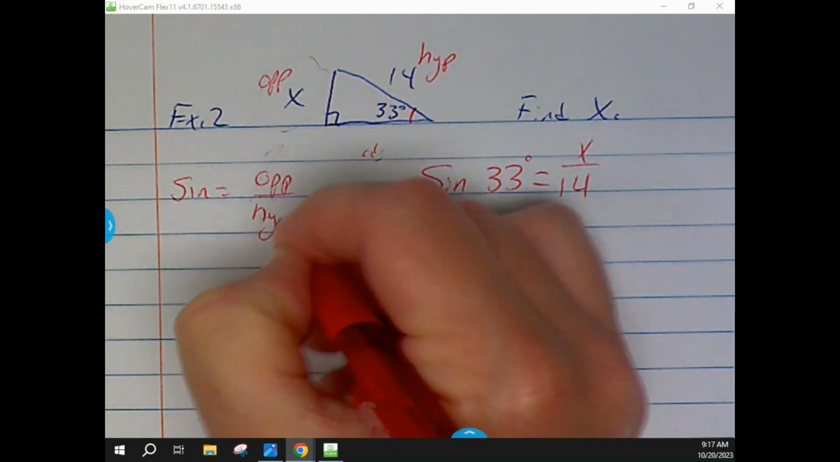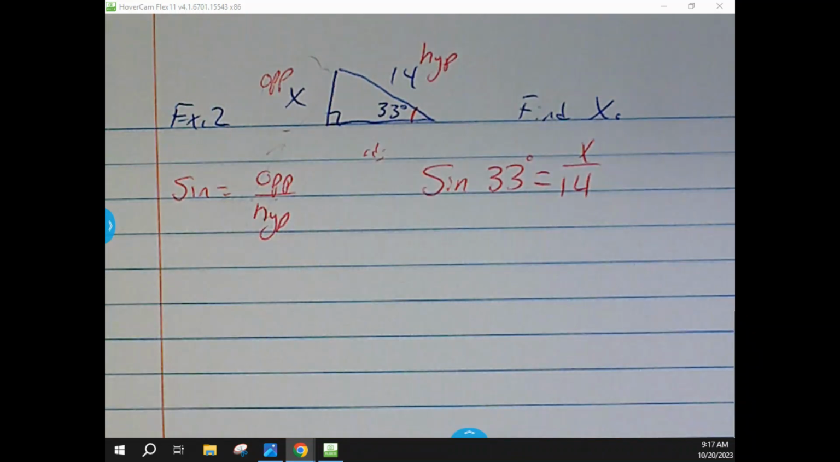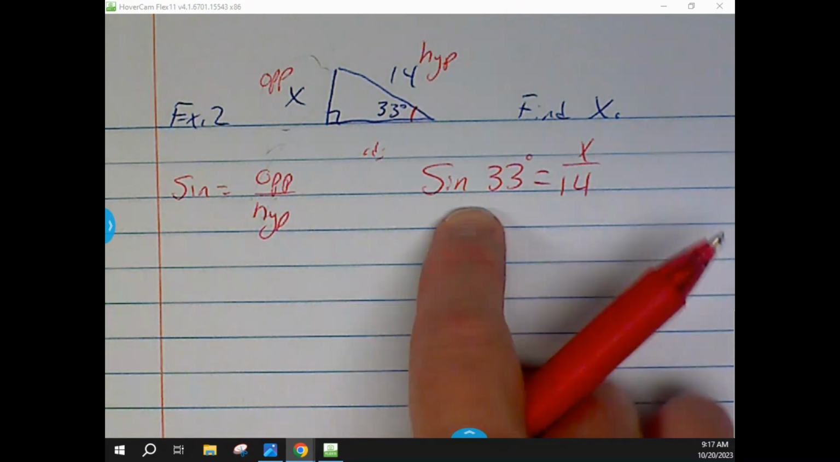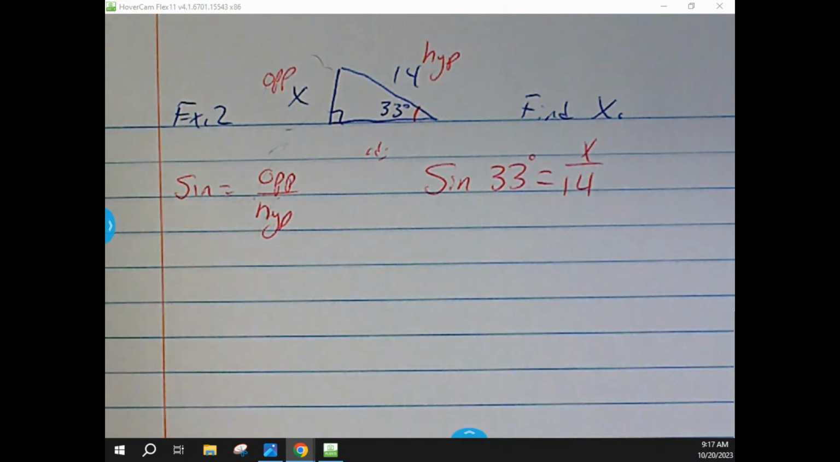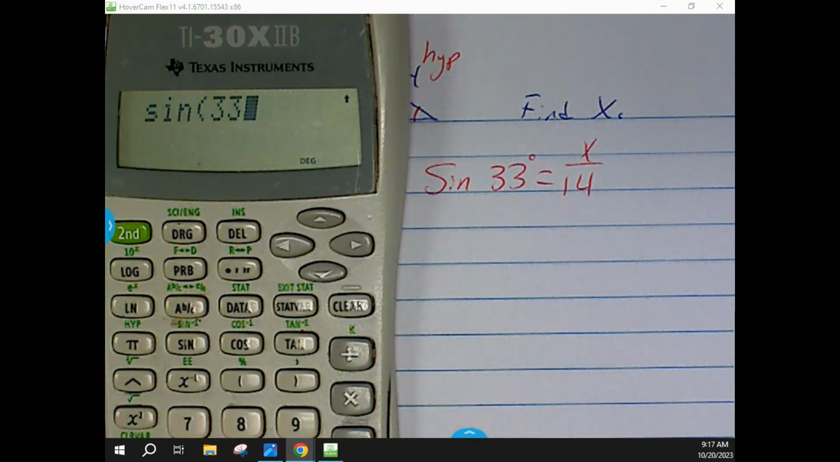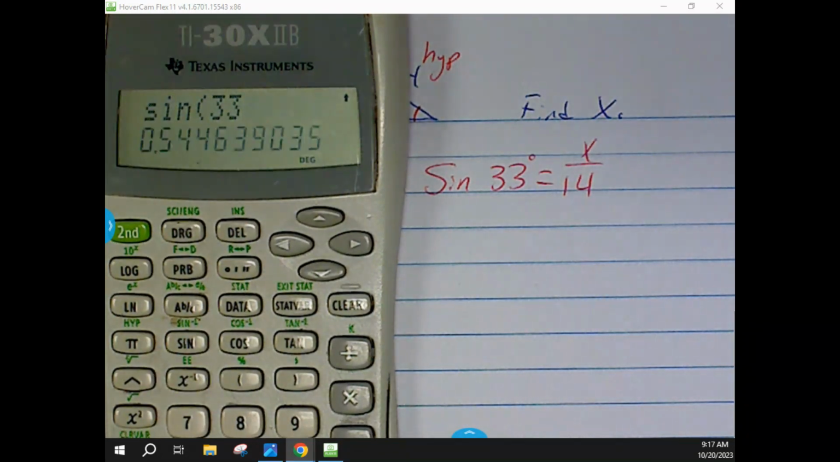Again, if we've got the opposite and the hypotenuse, we know we're talking about sine. So we're going to do the sine of 33 equals x over 14. And if you have the angle, you can punch that number straight into the calculator. So we can just do sine 33.